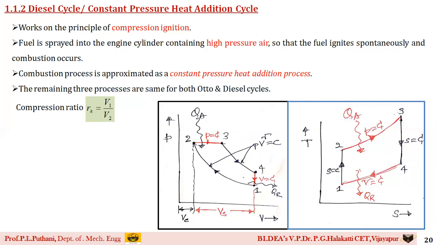Similarly, heat rejection is moving away from the diagram. You can see I have shown here QR. The same things I have repeated even for the TS diagram. As it is an isentropic process, I have shown here S is equal to C, you can see here, both 1 to 2 and 3 to 4. Then this is P is equal to C, 2 to 3, and 4 to 1 is V is equal to C. I have shown the heat addition and heat rejection processes.